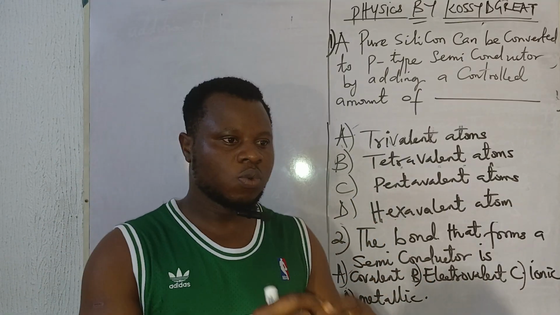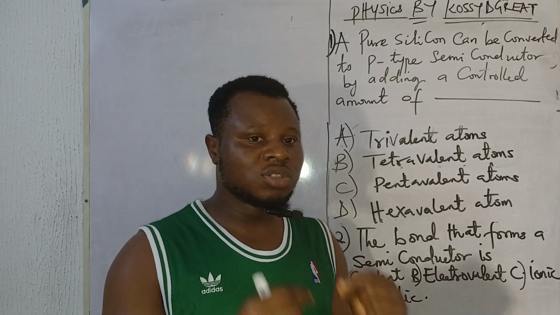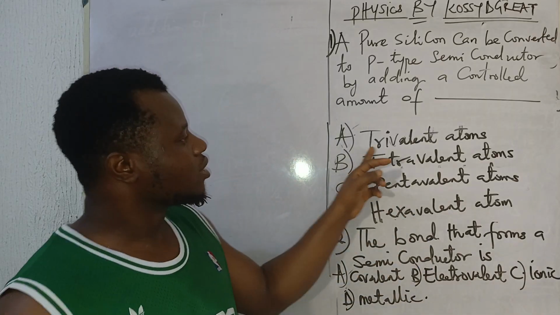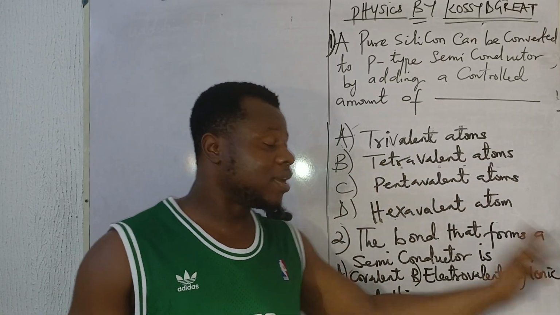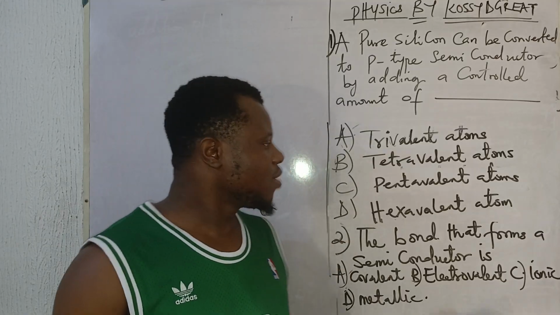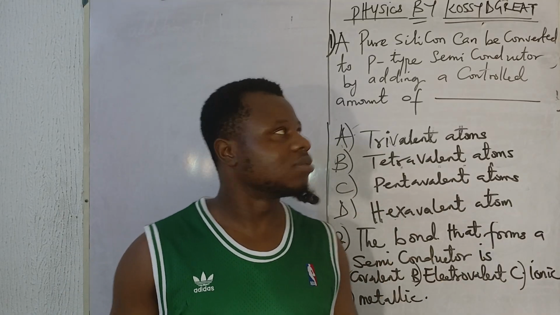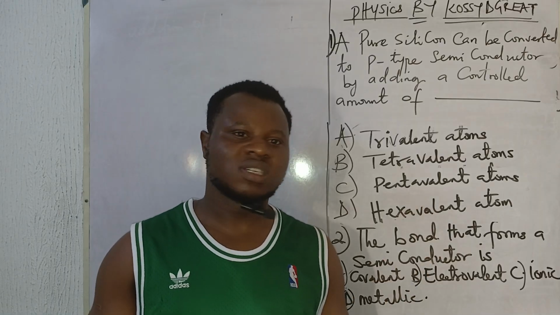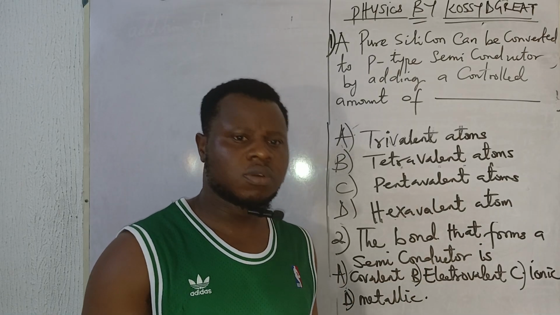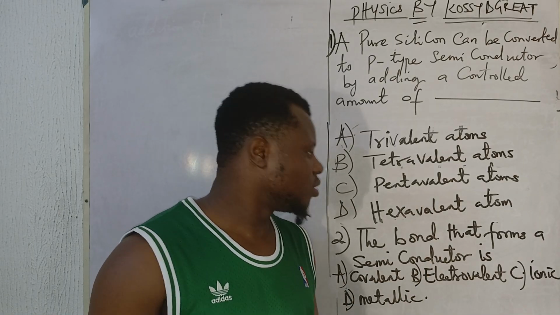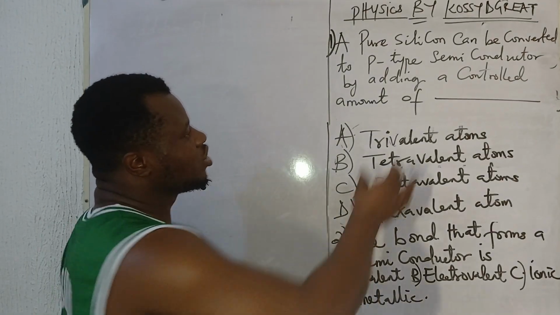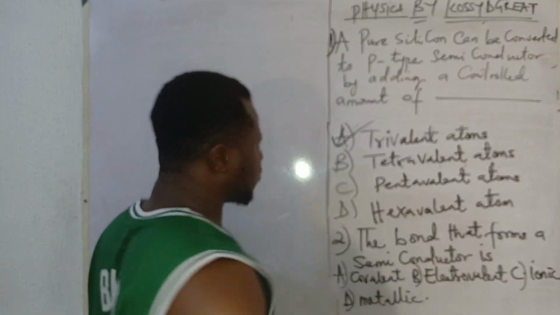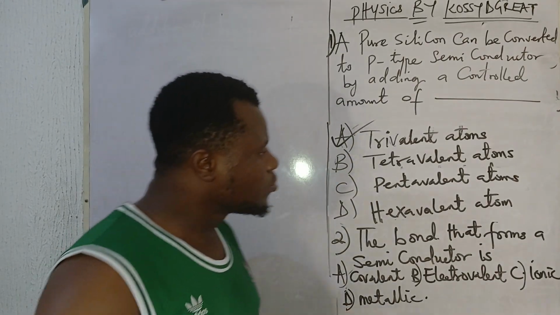So we dope, we add impurities to a semiconductor, either from trivalent atoms or pentavalent atoms. And when you dope with pentavalent atoms, n-type semiconductor will form. There we can have phosphorus and the rest of them, from group 5 in the periodic table. So the answer to this problem is trivalent atom.